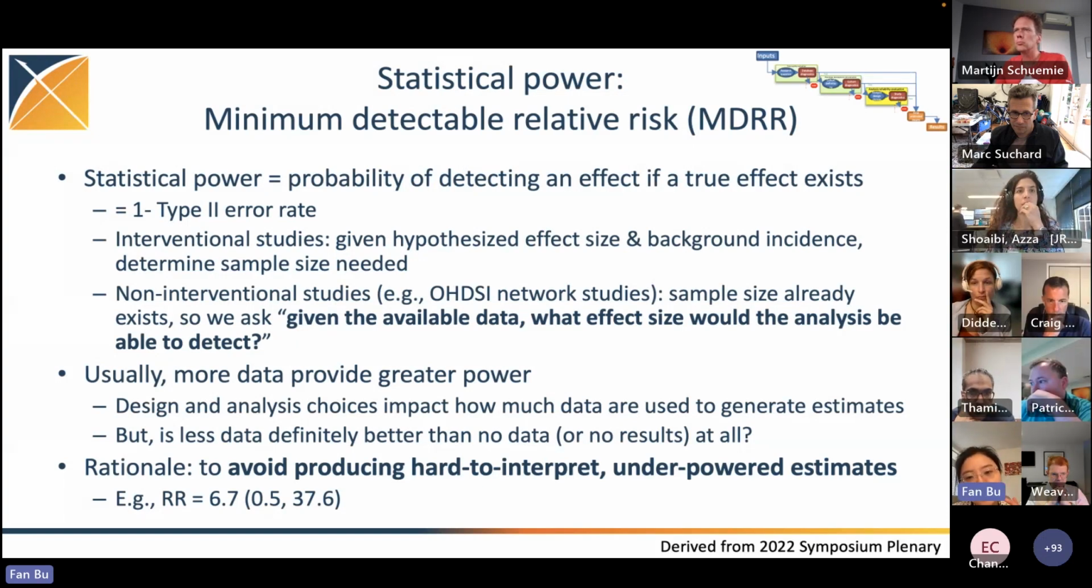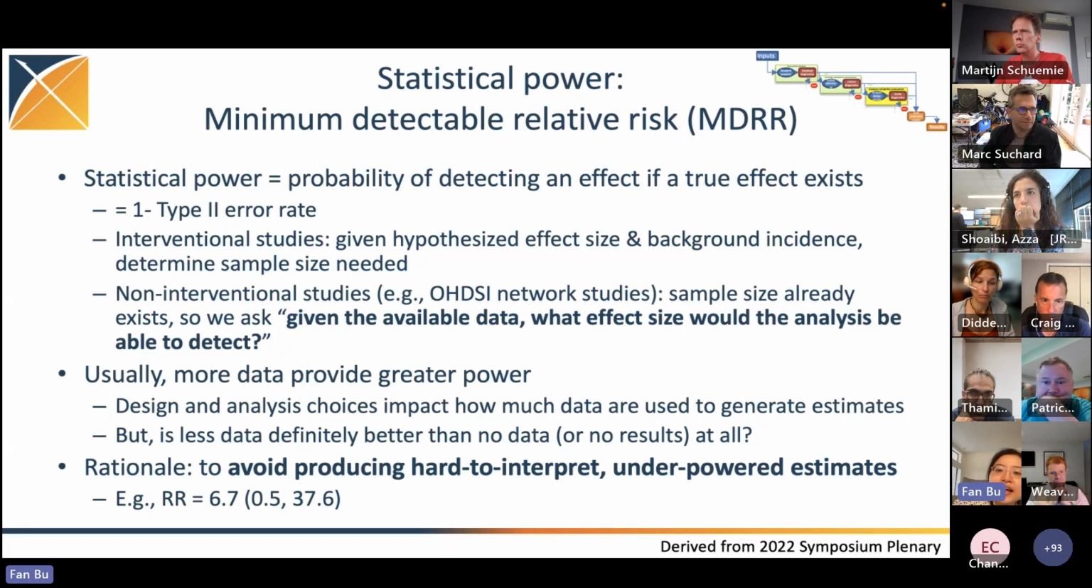However, for the Odyssey network studies that we do here, our studies are non-interventional and observational. So the sample size is already there. We already have the data. So we asked the reversed question. Given the available data, what kind of effect size are we able to detect given our analysis design? And the rationale for checking this is that we want to avoid producing hard to interpret underpowered estimates.